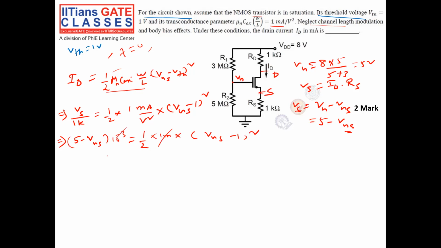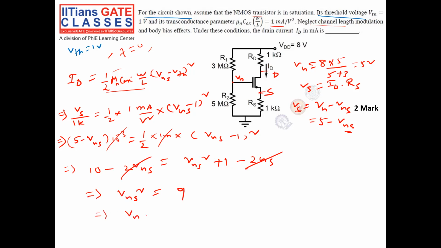So 1 milli cancels. I have to take 2 to that side, so 2 into 5 is 10 minus 2 VGS. (VGS minus 1) whole squared is VGS squared plus 1 squared minus 2 VGS. Okay, and the 2 VGS gets cancelled here, right? This implies VGS squared is equal to 10 minus 1, which is 9. This implies VGS is equal to plus or minus 3, right?